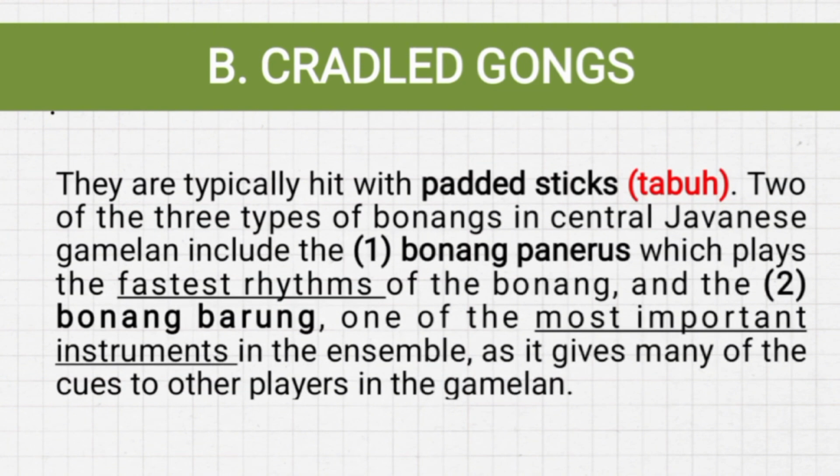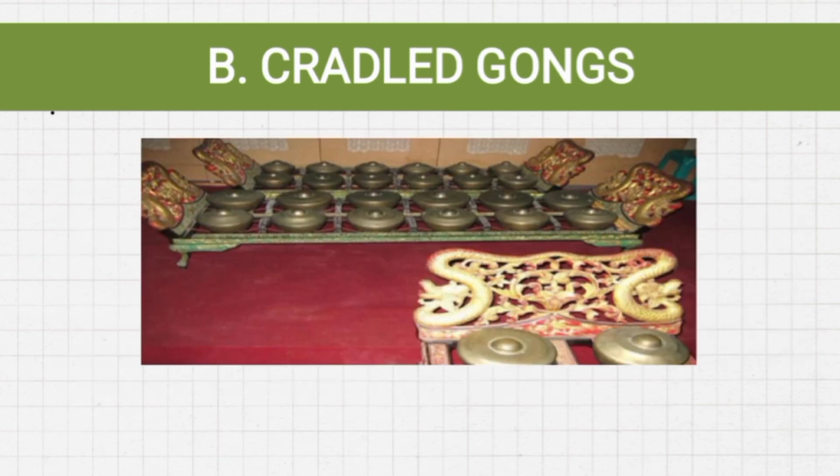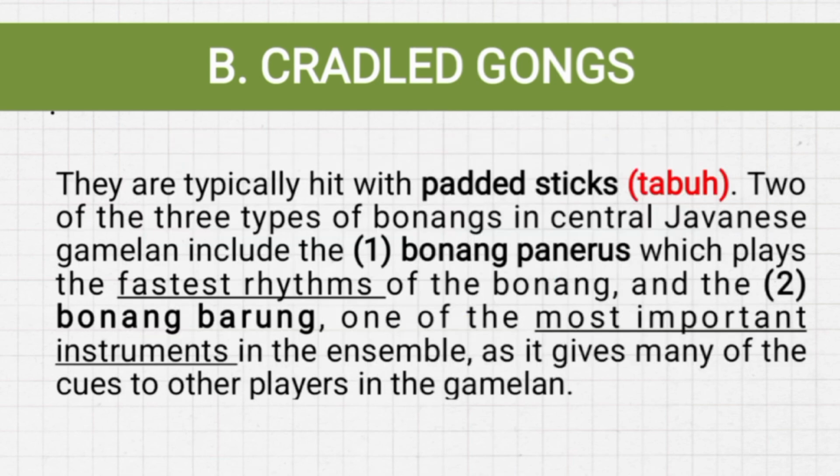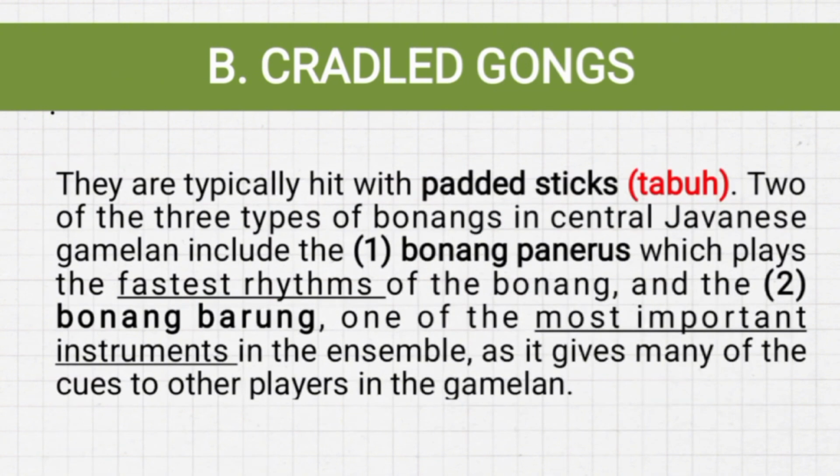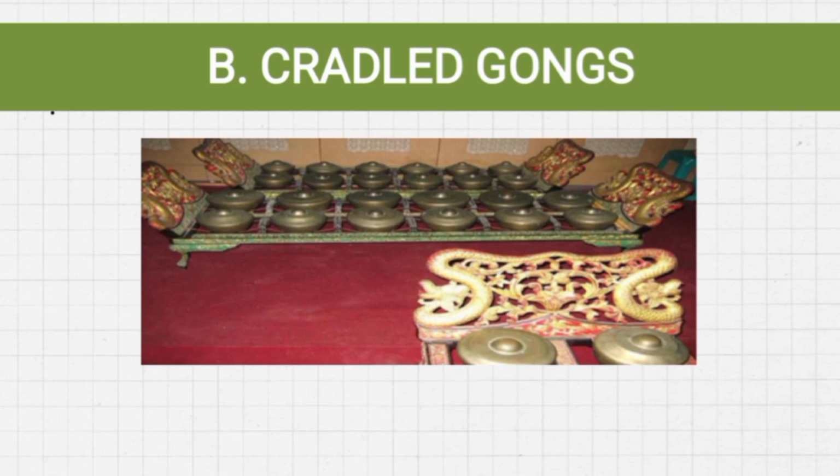Here, we have the padded stick, or what we call the tabu, in 2 or 3 types. We have the bonang panerus and the bonang barung. If you say bonang panerus, it has the fastest rhythm, and the bonang barung is an important instrument. That is the example for the bonang. Small, maliliit lang siya.